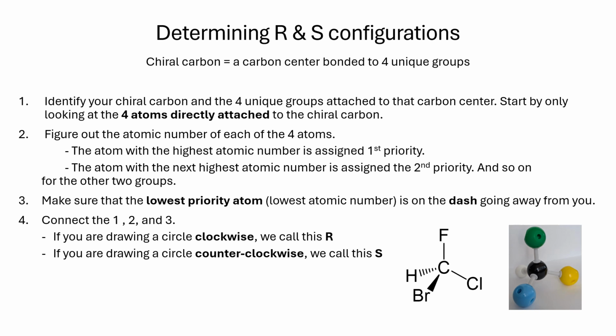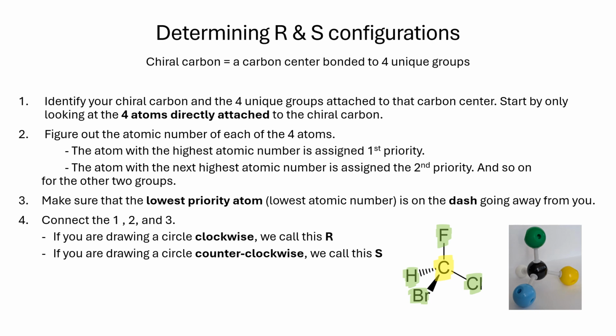So down here is an example. Our chiral carbon here, it's got 4 unique groups around it. I'm going to highlight the atom that is directly attached to that chiral center: fluorine, chlorine, bromine, and a hydrogen. The next step is we need to figure out the atomic number of each of those 4 atoms.